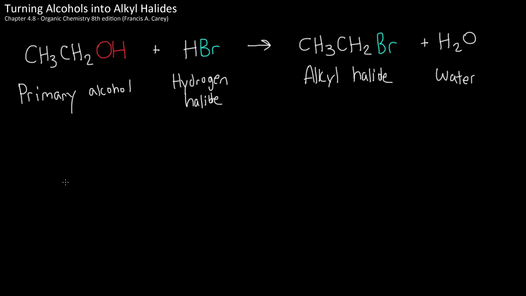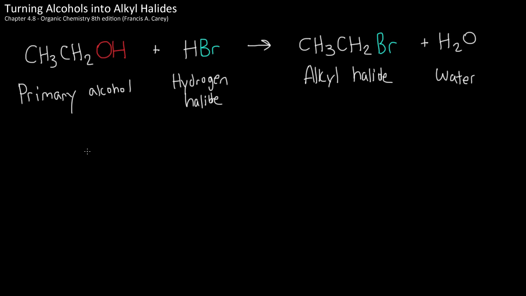Last video we looked specifically at tertiary alcohols. That's an alcohol where the OH group is attached to a carbon that's also attached to 3 other carbons. For this video we're going to look at a primary alcohol, which is when our OH group, right over here, is attached to a carbon, right over here, which is itself attached to only one other carbon. That's what we call a primary alcohol. And we're going to be turning that into an alkyl halide.